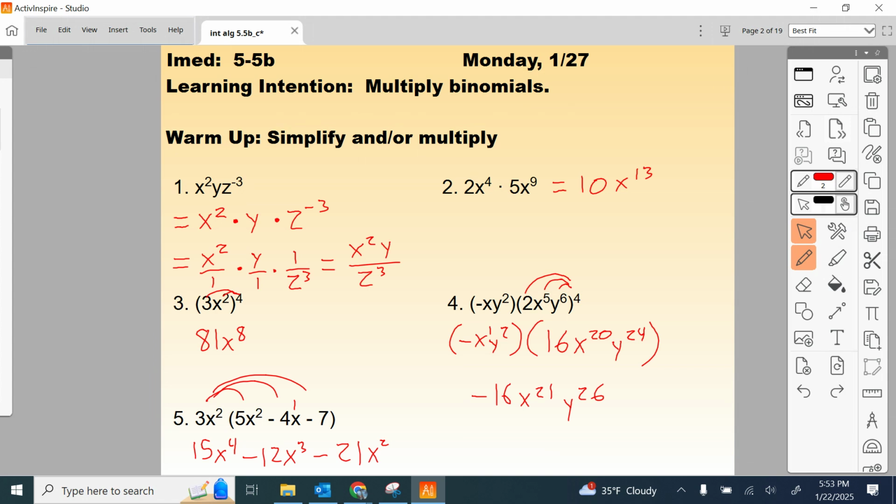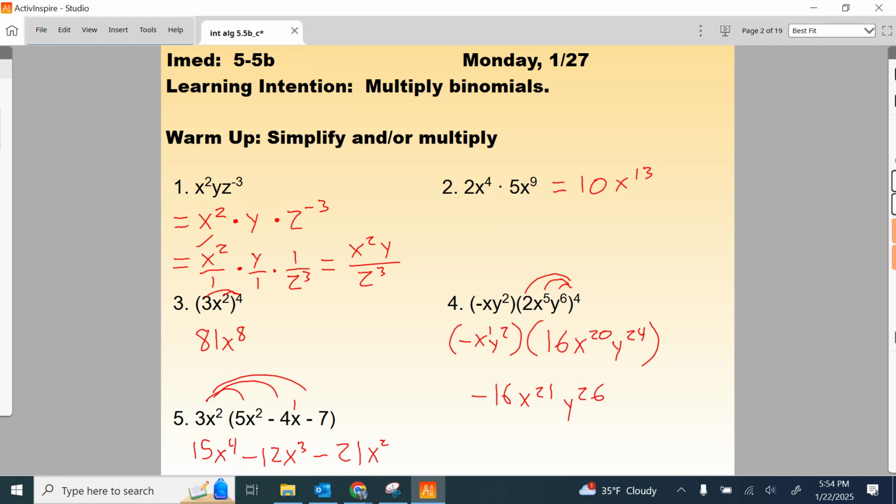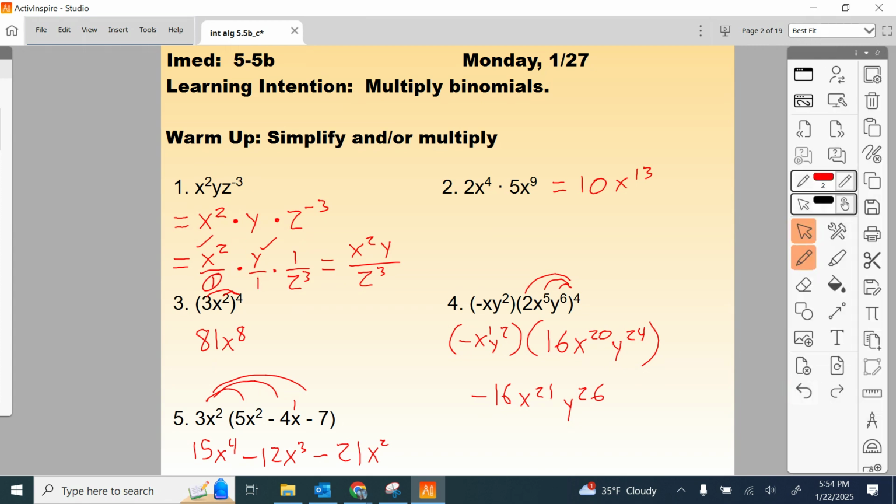Okay, so this warm-up had a sampling of a little bit of everything that we've done so far in Chapter 5 as we've been working with exponents and these monomials. So problem number 1, what you want to do is separate each one of those out into their individual terms, separated by those multiplication dots. Do any math that you can. The x to the power of 2 doesn't have anything to do with it. The y doesn't have anything to do, so all I'm going to do is stick ones underneath of each of those. So that way they're made into fractions, and we're ready to do the rest of the math.